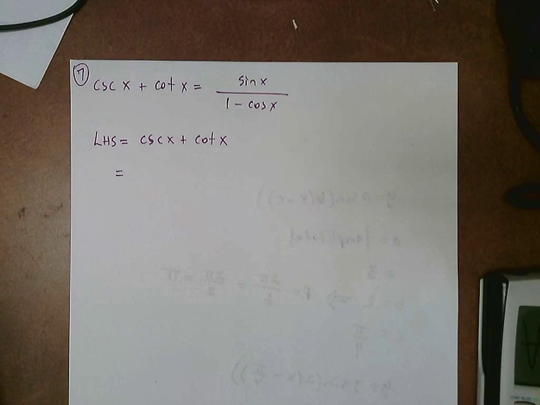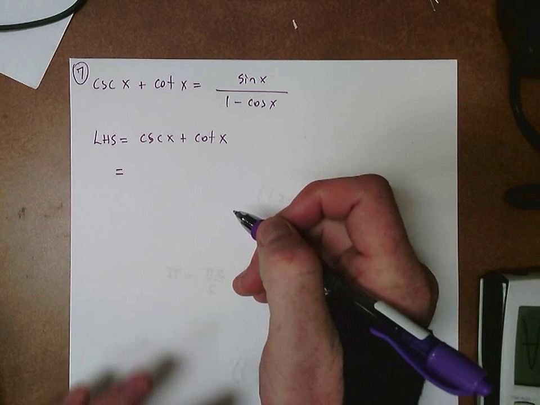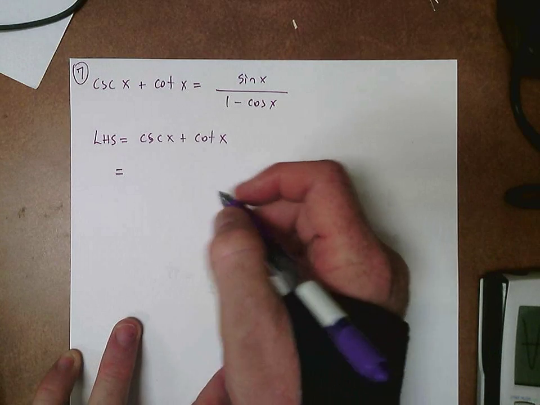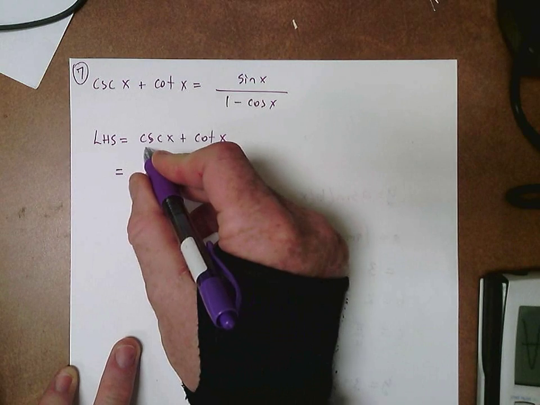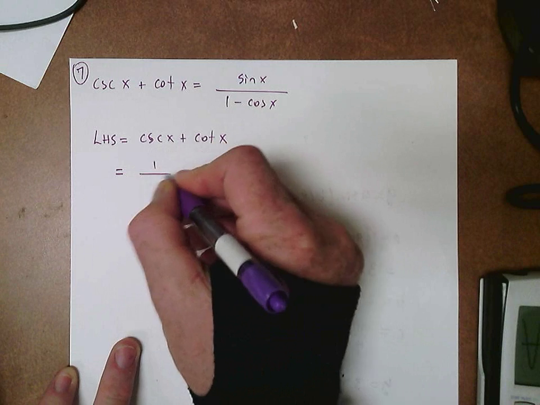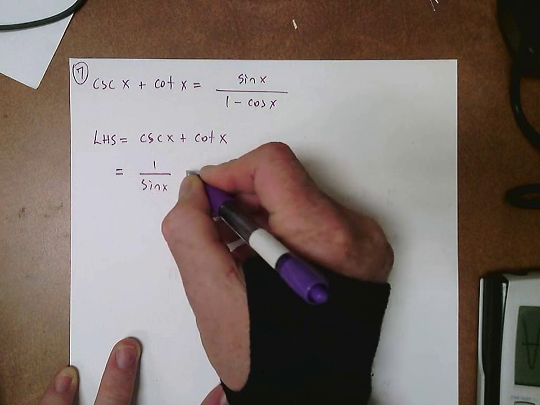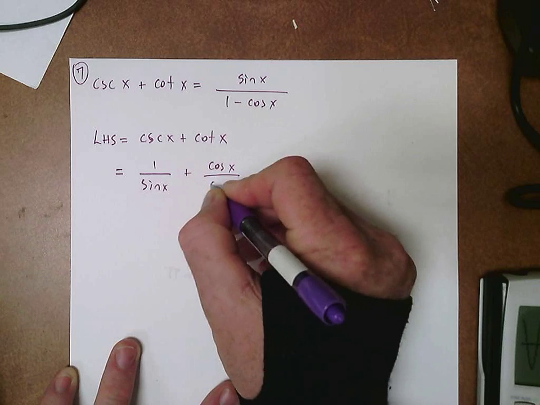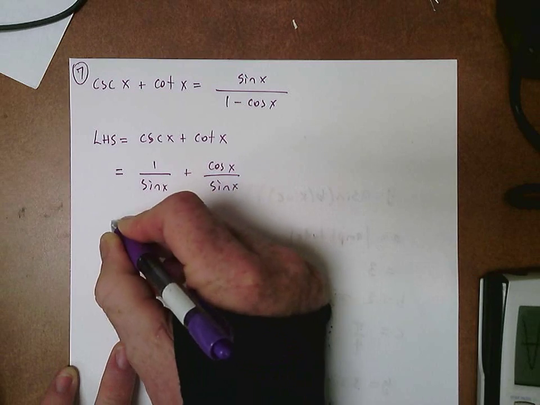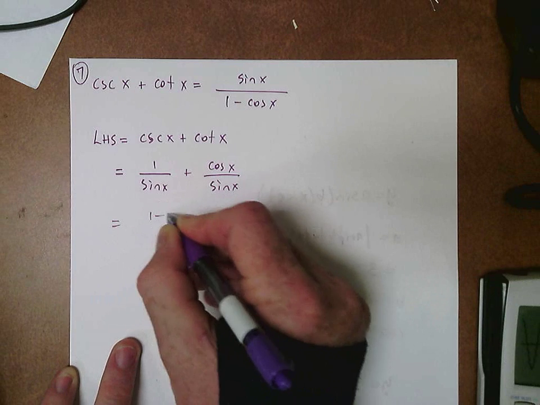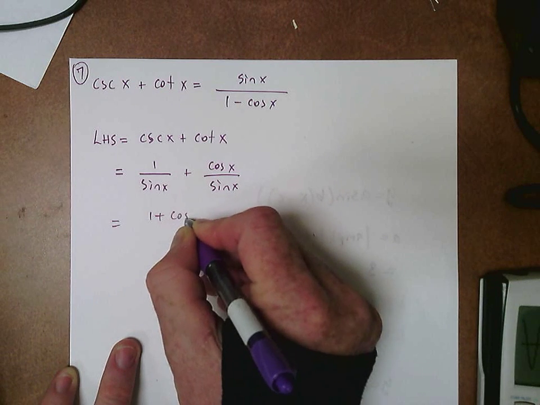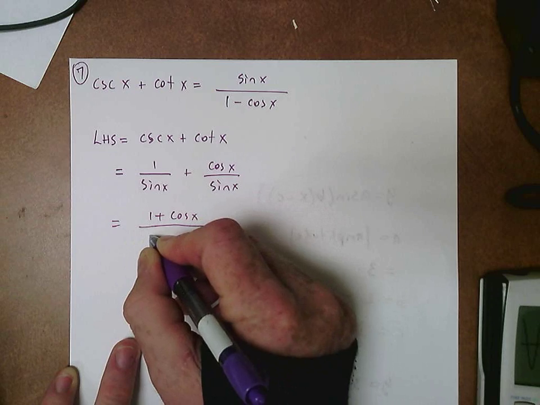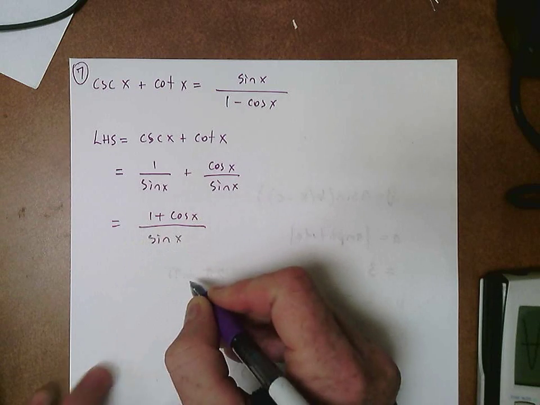So we have two trig functions here that are added together, and you're meant to look at them and realize that you could write the reciprocals of those, so then you can add the fractions. So cosecant x is 1 over sine x, plus cotangent x is cosine x over sine x. And now we can add them, and we get 1 plus cosine x over sine x.